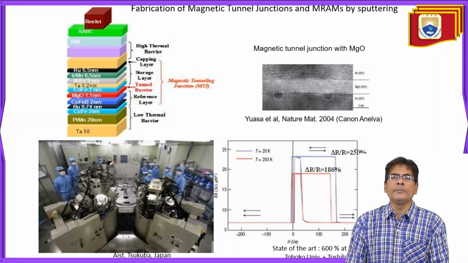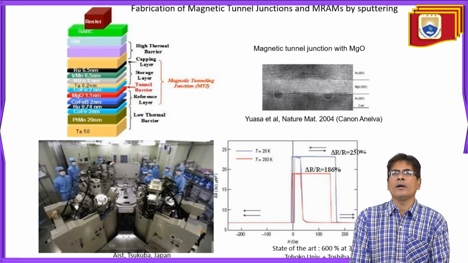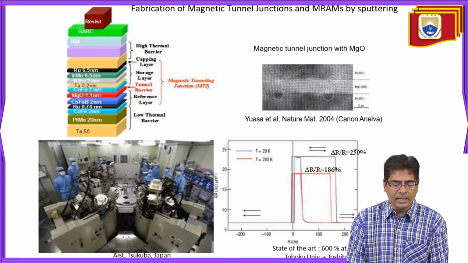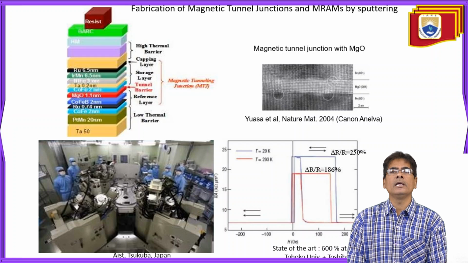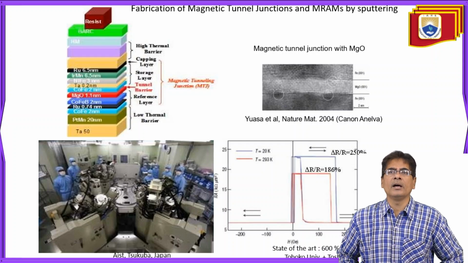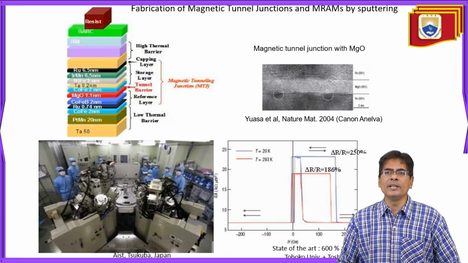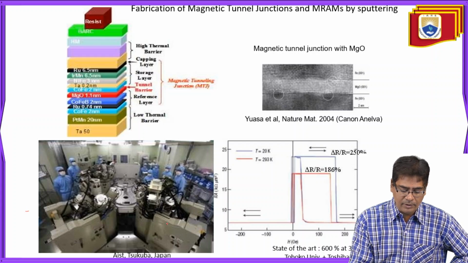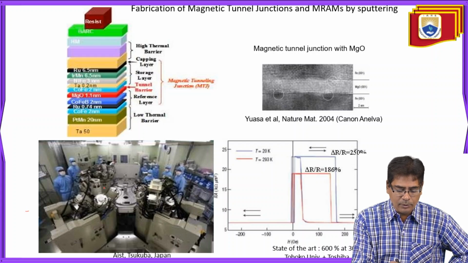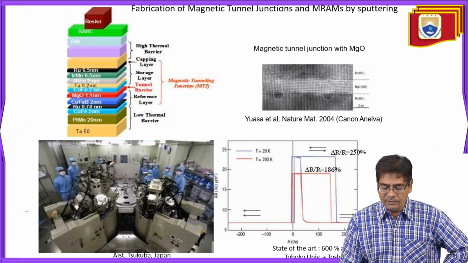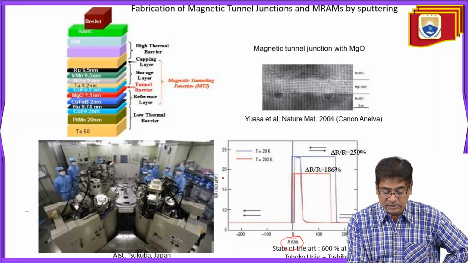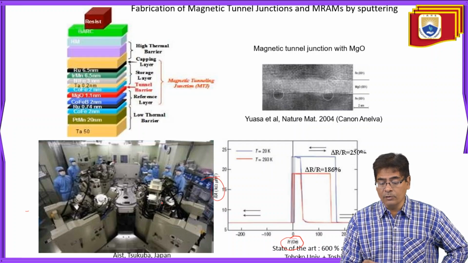So fabrication of MTJ, that means magnetic tunnel junctions, and membranes by sputtering. You have different layers here. The multilayer has been fabricated on a substrate, and we have a magnetic tunnel junction with magnesium oxide. This is the clean room facility where people are doing work, and we can see a certain magnetic field and a certain delta R by R, that is the magnetoresistance.